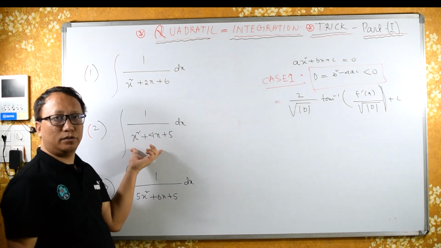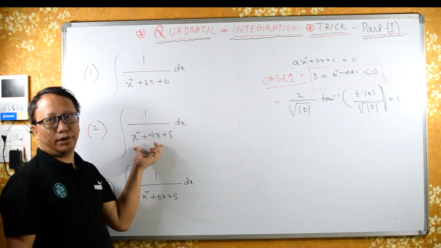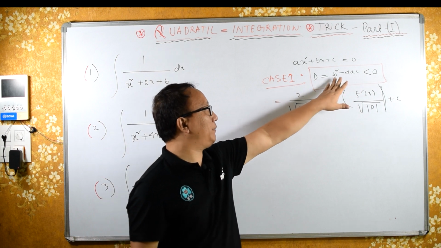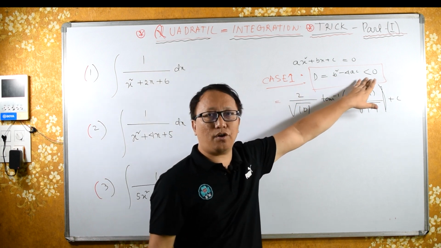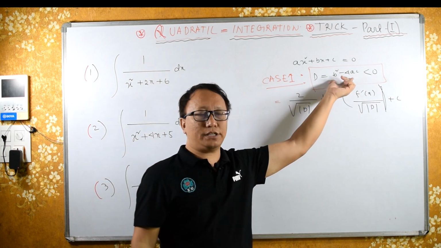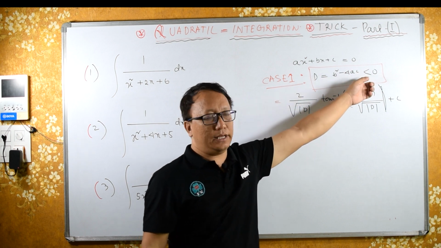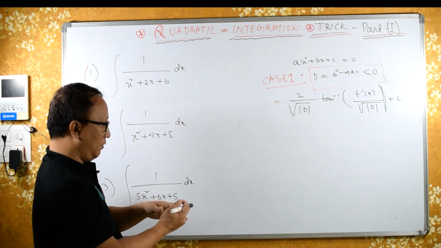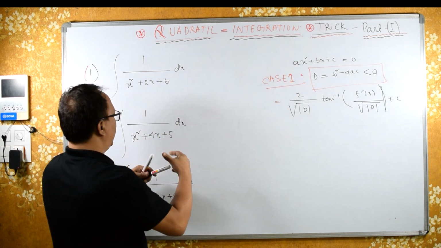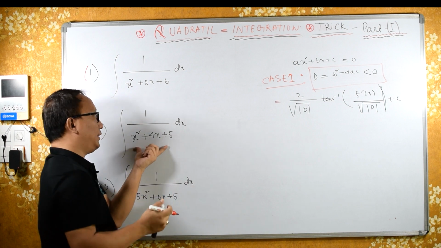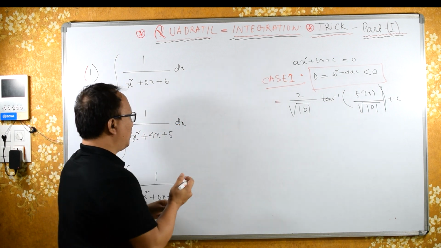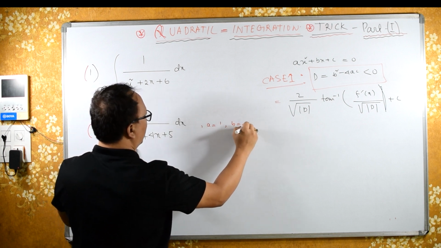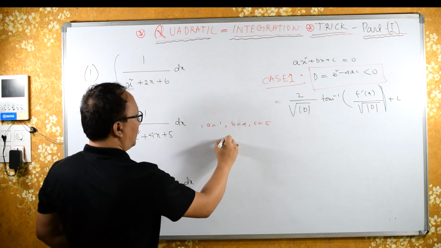Now let's see question number 2. This is a quadratic equation. First of all we have to check the discriminant, whether it is less than 0 or not. That means b square minus 4ac, is it less than 0 or not? If it is greater than 0, then we have other videos also. Now let's check here. Comparing with the quadratic equation, a is 1, b is 4, and c is 5. Now what is D?